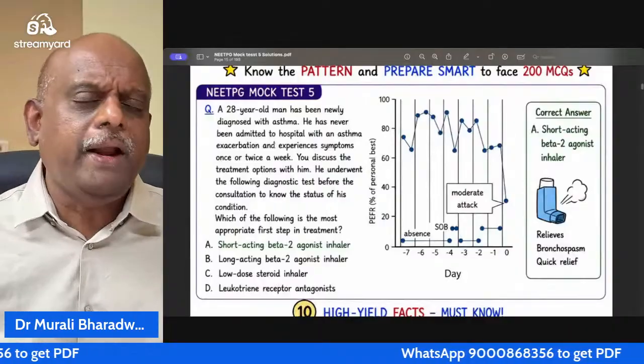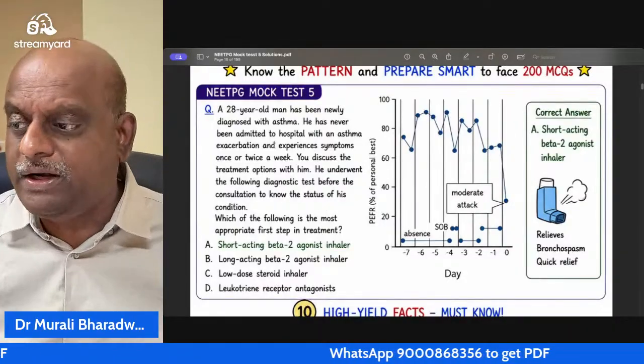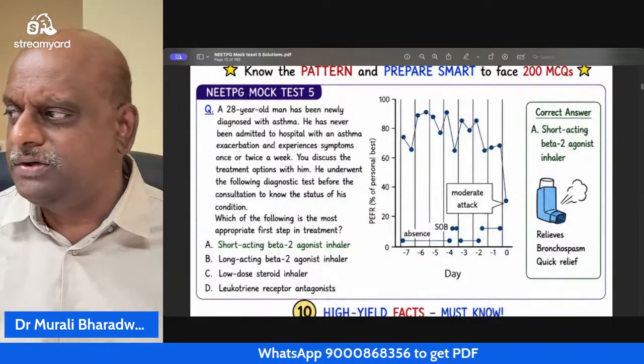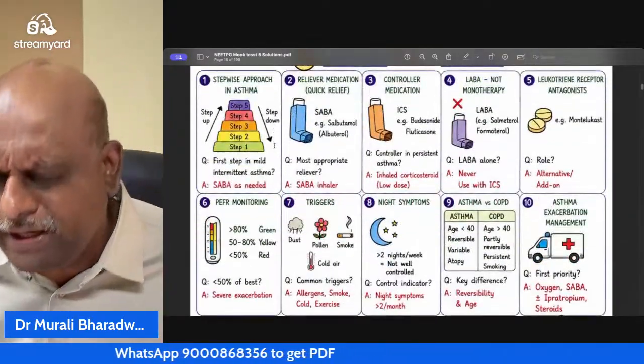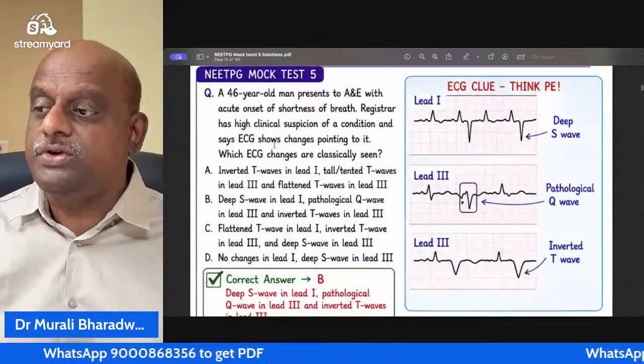So what is the appropriate first-line treatment for the management of asthma? SABAs, short-acting beta-2 agonists. It's called the stepwise approach in asthma, which is what you need to remember.